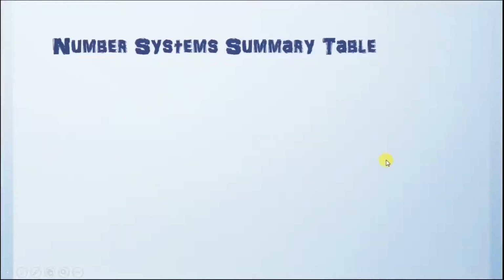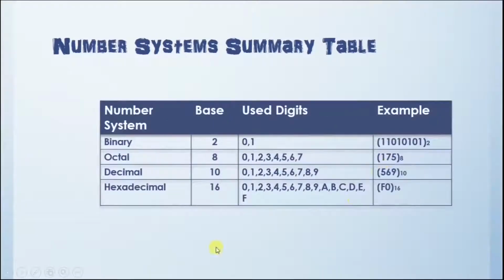So now we summarize the computer number system by using a table to keep the major concepts in our mind. First of all, we have the binary number system that has the base 2 and the digits used are 0 and 1 only, and this is an example that only has 2 digits in it, either 0 or 1.